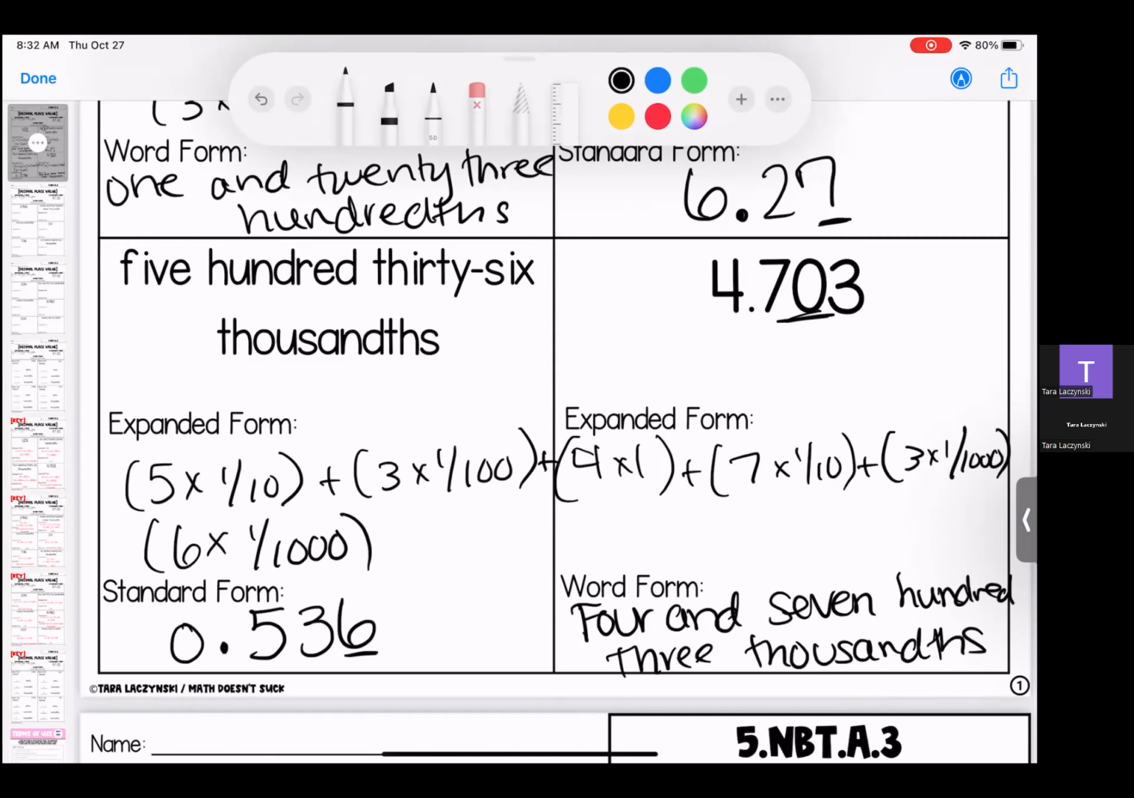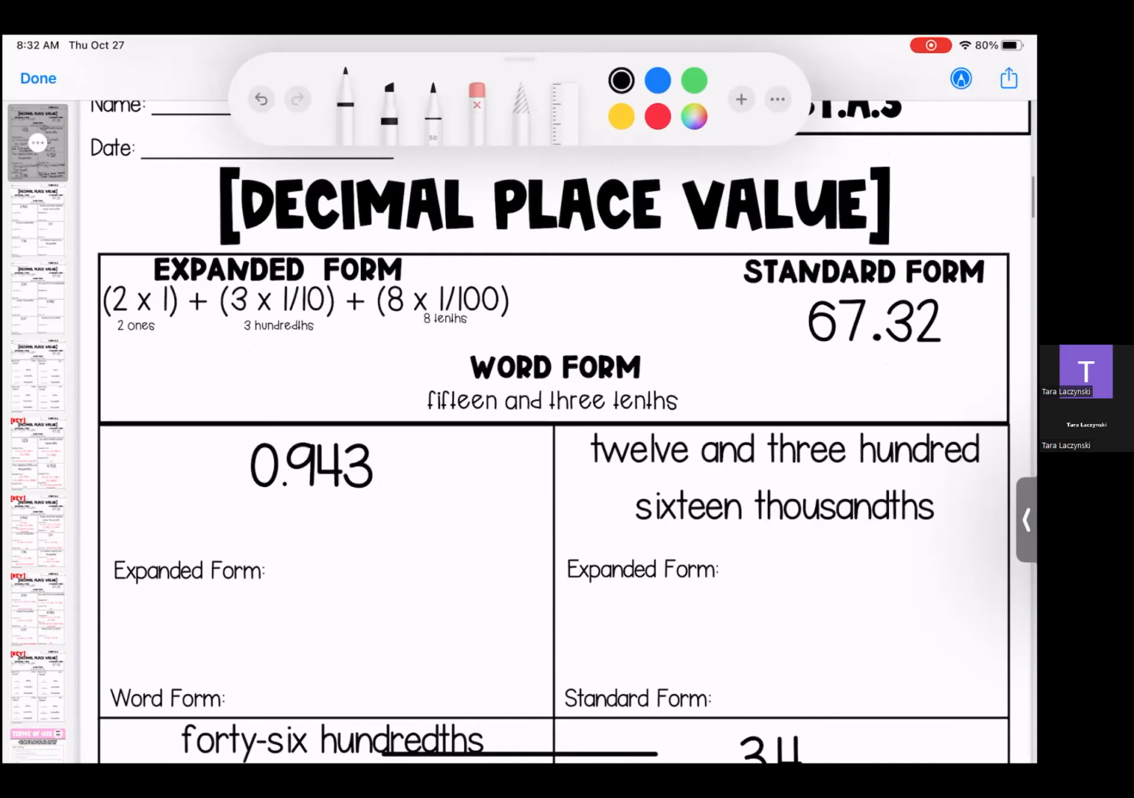That brings us to the end of our first sheet. Go ahead and stop here if you're done. If you are ready for the next one, hang tight because here it goes.